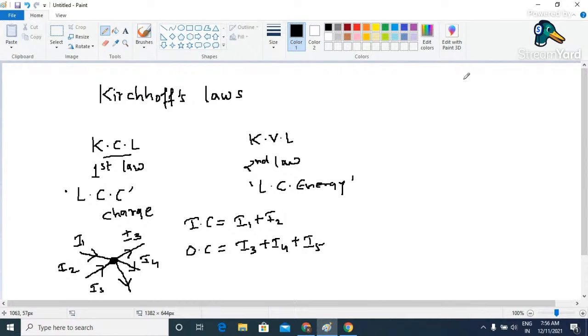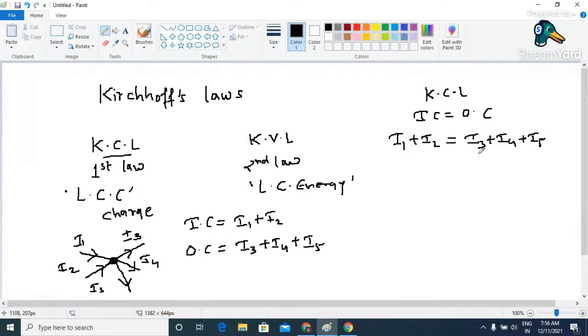According to Kirchhoff's current law, I can write incoming current is always going to be equal to outgoing current. So what is incoming current? Here incoming current is I1 plus I2, which is going to be equal to outgoing current, which is nothing but I3 plus I4 plus I5.